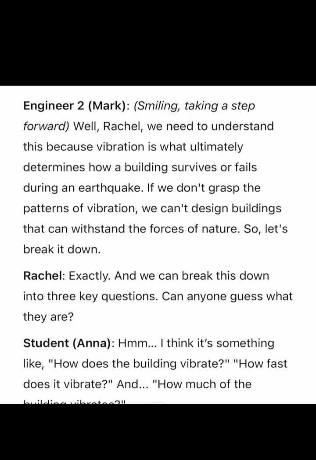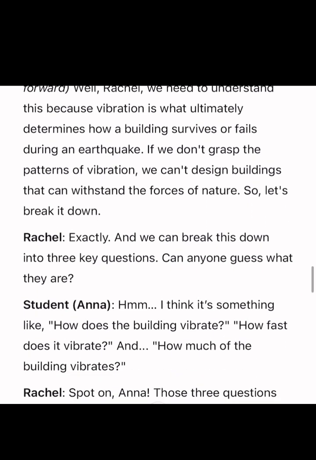Engineer 2 is saying that we need to understand this because vibration is what ultimately determines how a building survives or fails during an earthquake. If we don't grasp the patterns of vibration, we can't design buildings that can withstand the forces of nature. So let's break it down.